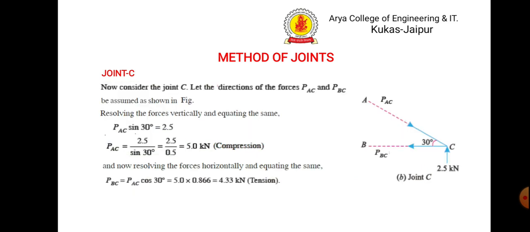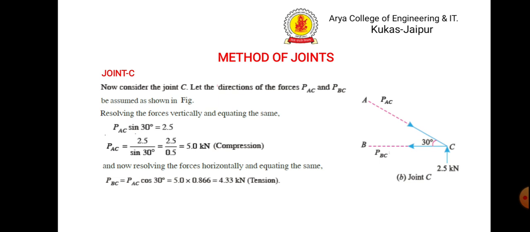Next is my joint C. For this, I assume the directions of PAC and PBC as shown in the figure. Then I apply summation of Fy equals 0, all vertical forces. Then PAC sin 30 equals 2.5, meaning all downward equals all upward. Then PAC is 5 kilonewton compression. Now resolve the forces horizontally and equate, then PBC equals PAC cos 30. So PBC is 4.33 kilonewton tension.